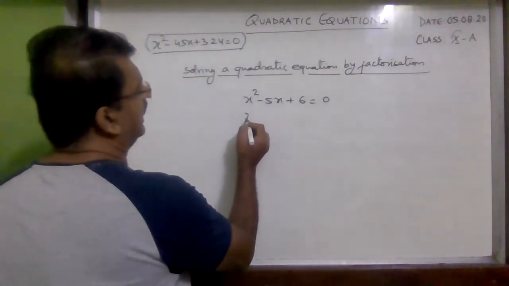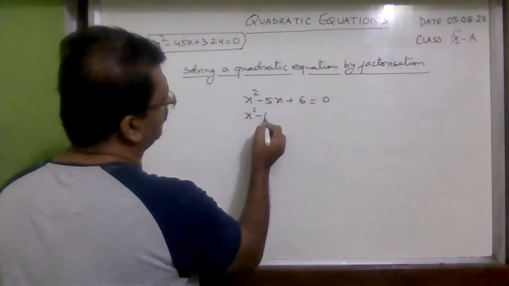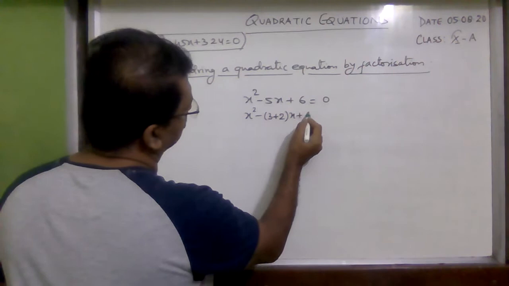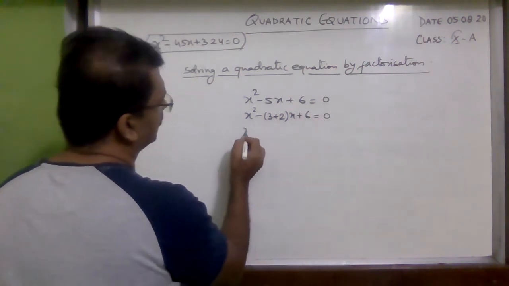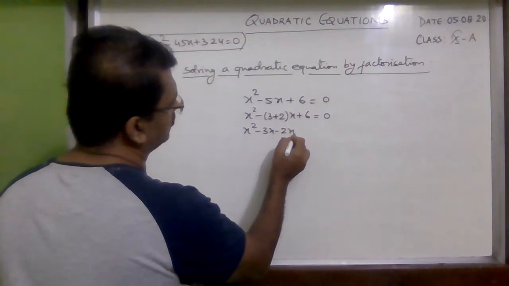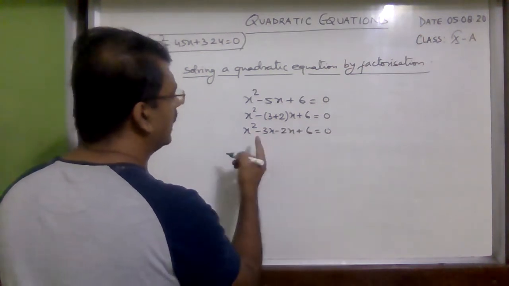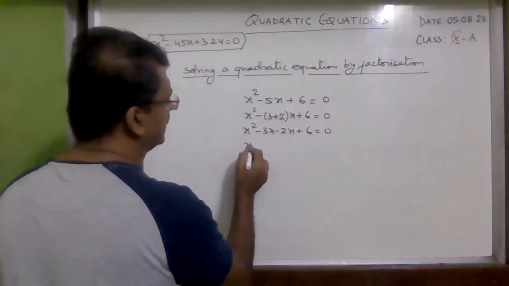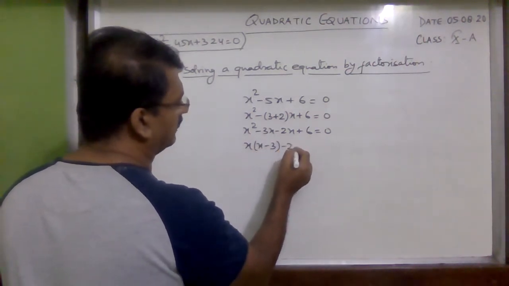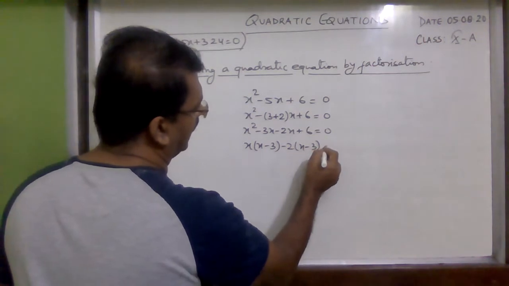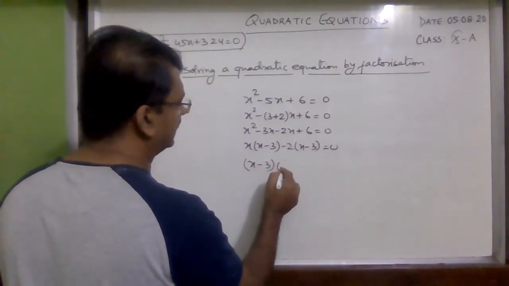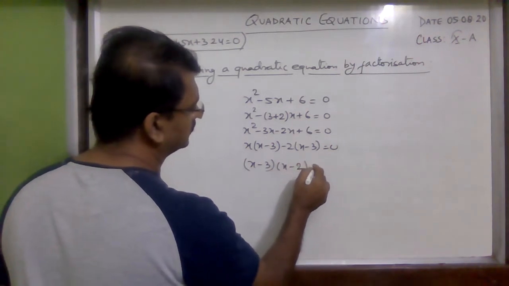So x square minus, in place of 5 you write down 3 plus 2. That's all, no other change. If you open the bracket, x square minus 3x minus 2x plus 6 is equal to 0. Now from the first two terms, x can be taken as common. And from the next two terms, minus 2 can be taken as common. Now x minus 3 can be taken common, and in the other bracket we have x minus 2.